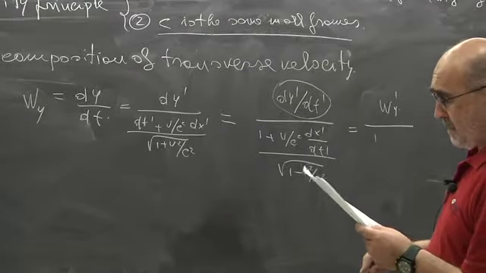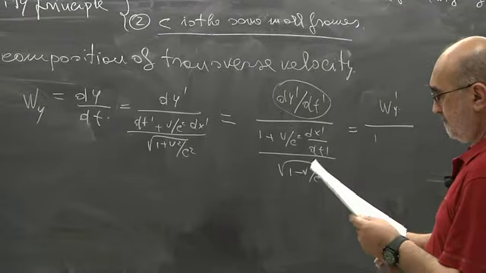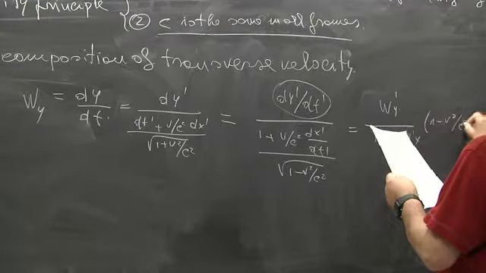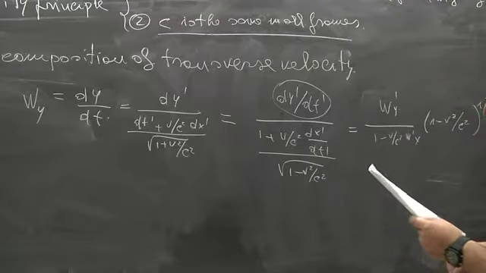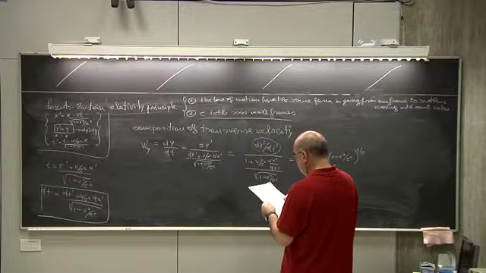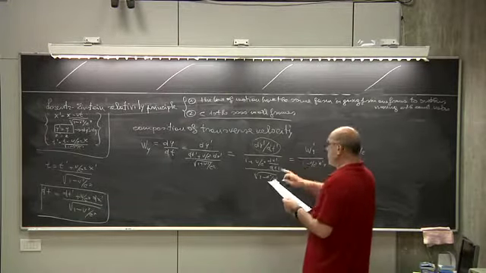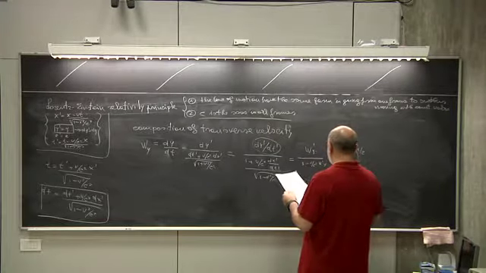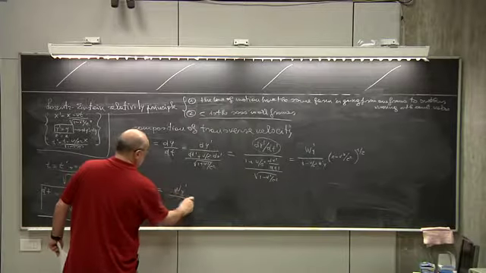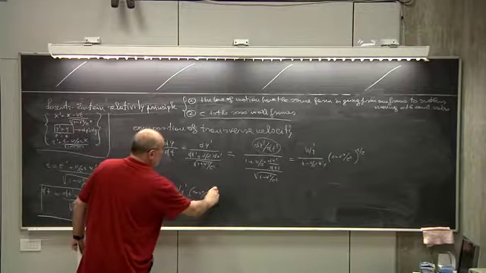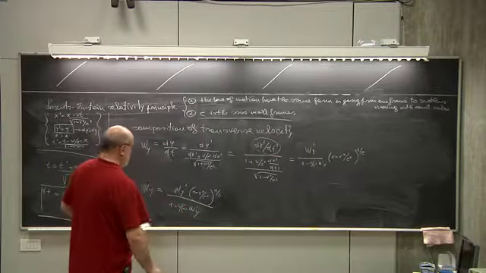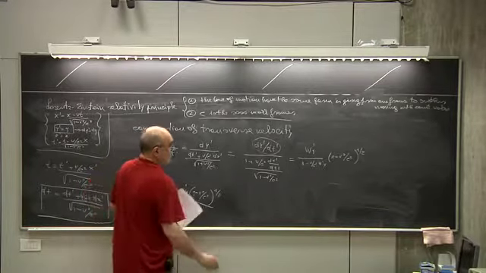There is something wrong in a sign, but let me. There's a problem with the sign. Please do check my calculation. Okay, this is the transformation for transverse velocity. So transverse velocity changes in this manner. Sorry, this is Vx. This is Vx.